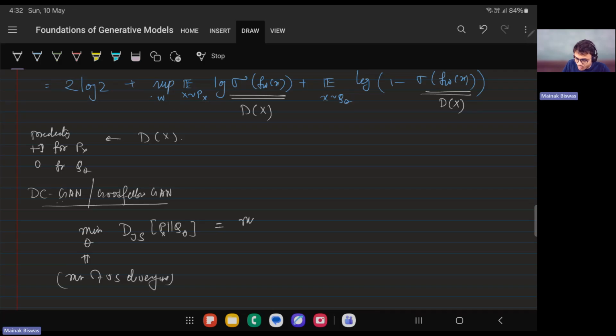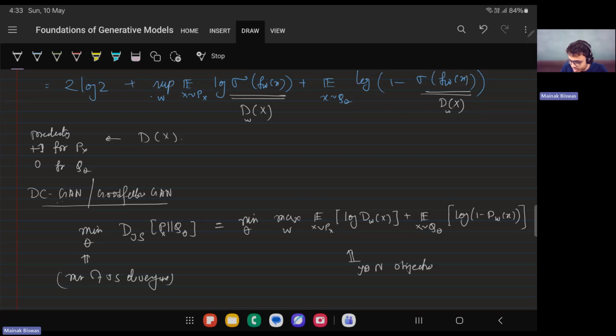This is equal to the minimum over theta, maximum over w. Let's put the D_w on D: expected value of x from p_x of log D_w of x, plus the expected value of q_theta of 1 minus log of 1 minus D_w of x. Okay, so that's all we have seen, and this is the GAN objective.